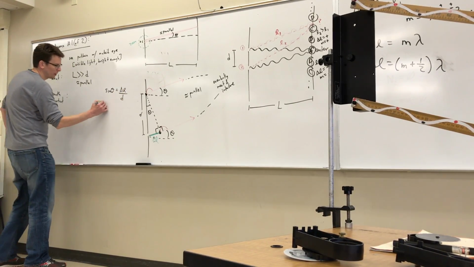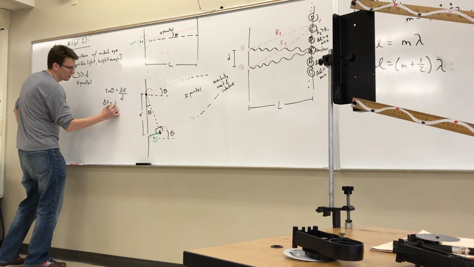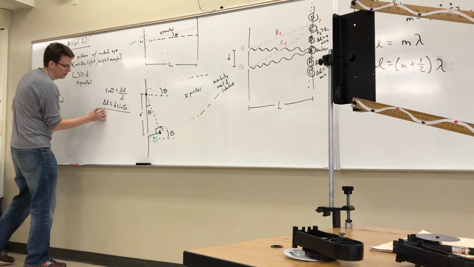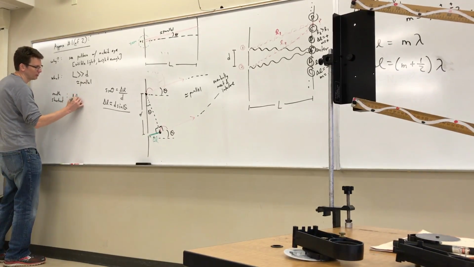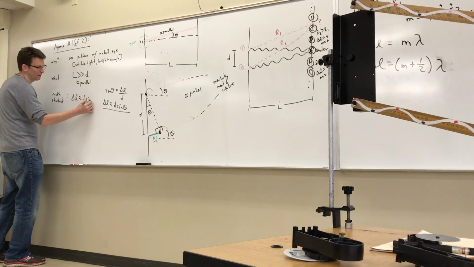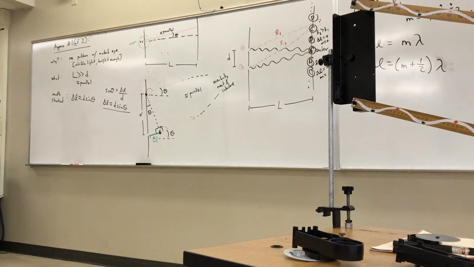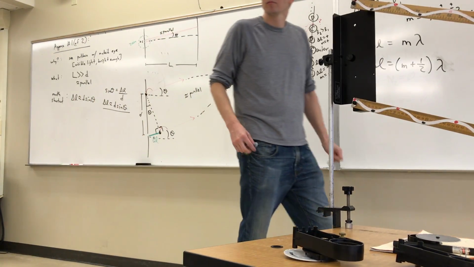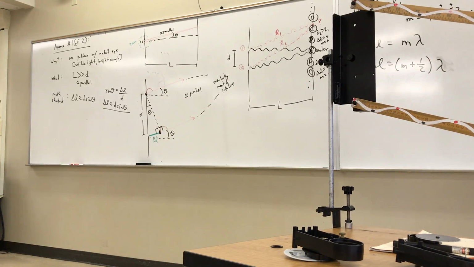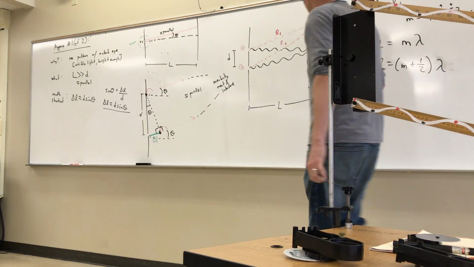Well, hey, that's great, because we've just figured out a quick way to approximate the path difference for everywhere we want on the screen. Here's our math shortcut. Delta L is approximately equal to d sine theta. Does that make sense? Okay, so let me show you where this gets you.